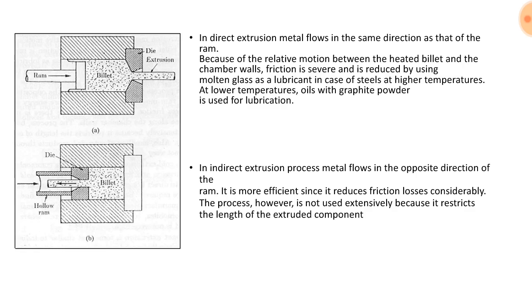lubrication. In the indirect extrusion process, metal flows in the opposite direction of the ram. It is more efficient since it reduces friction losses considerably. The process, however, is not used extensively because it restricts the length of the extruded product.